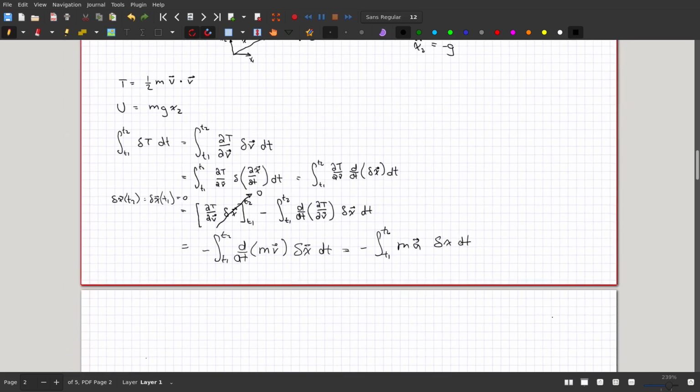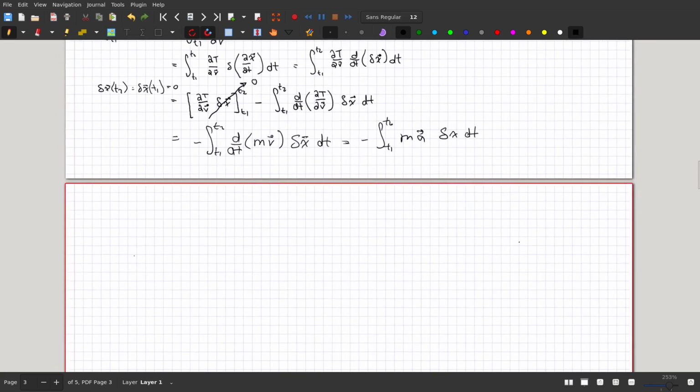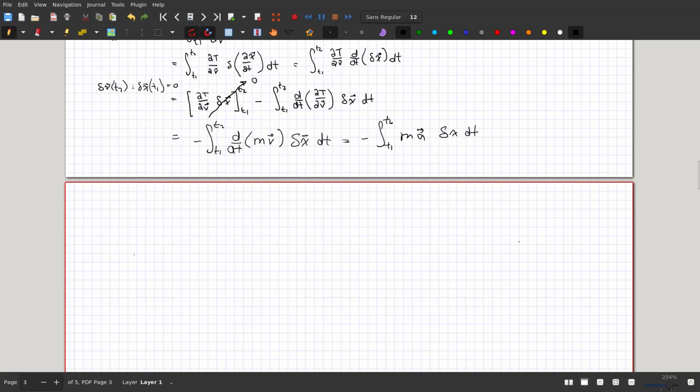Okay, so that is the variation of the kinetic energy. Then the variation of the potential energy, the integral from T1 to T2 of delta U dt, is equal to the integral from T1 to T2 of mg delta x2 dt.